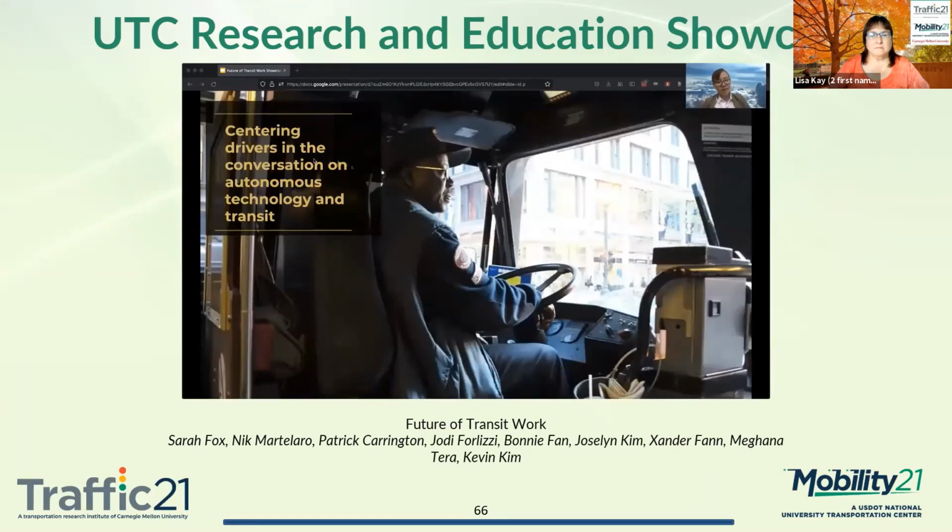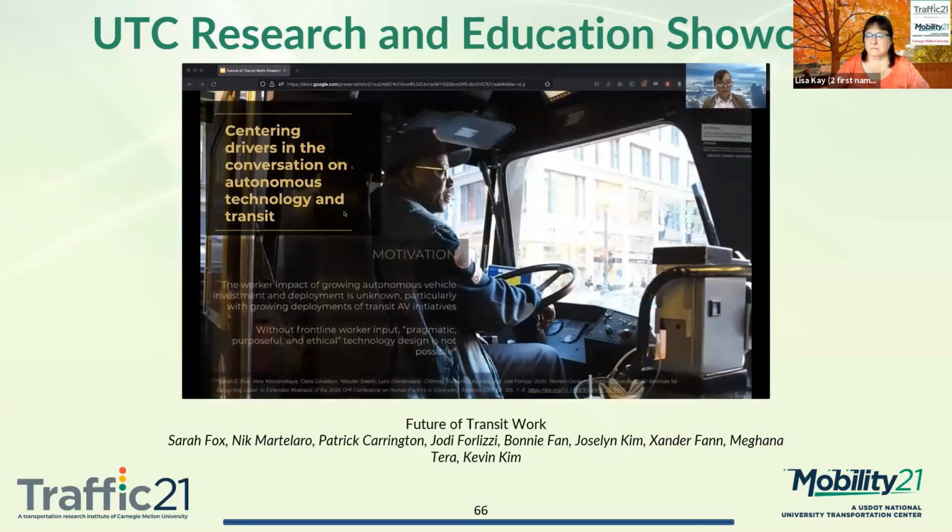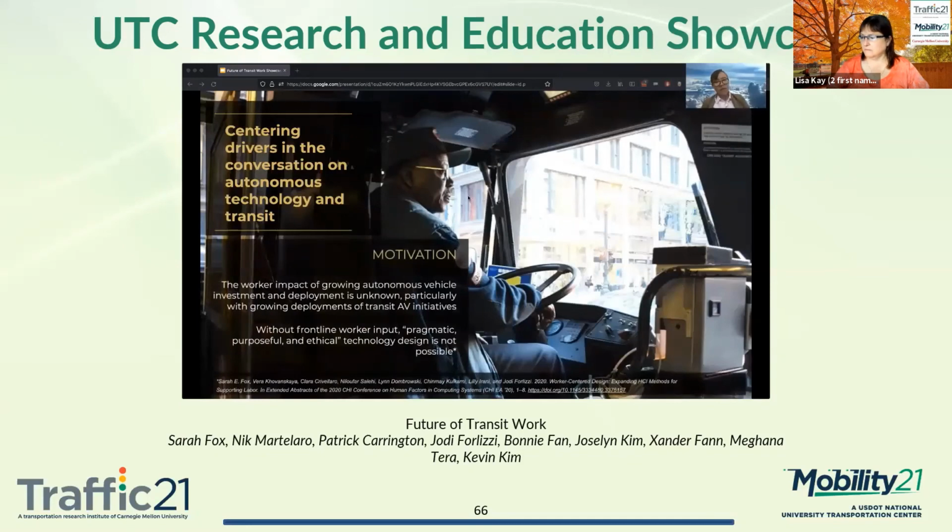There are a growing number of autonomous vehicle deployments in transit, and it feels very important to understand what the worker impact of those autonomous deployments might be. Also, building off of previous work in HCI, it is clear that without frontline worker input, pragmatic, purposeful, and ethical technology design is not possible.